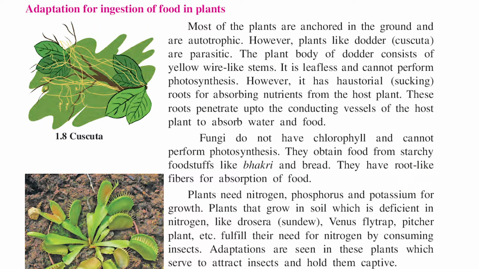Adaptation for ingestion of food in plants. Most of the plants are anchored in the ground and are autotrophic. However, plants like dodder, cuscuta, are parasitic. The plant body of dodder consists of yellow wire-like stems. It is leafless and cannot perform photosynthesis. However, it has haustorial, sucking, roots for absorbing nutrients from the host plant. These roots penetrate up to the conducting vessels of the host plant to absorb water and food.